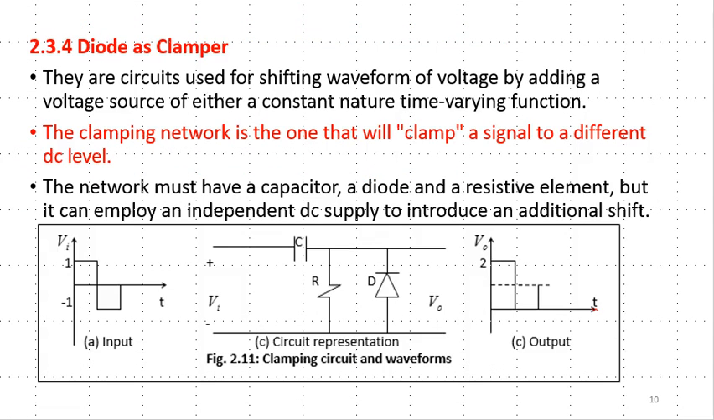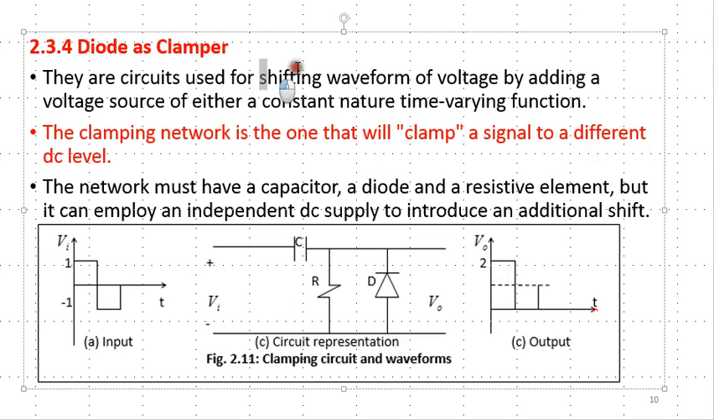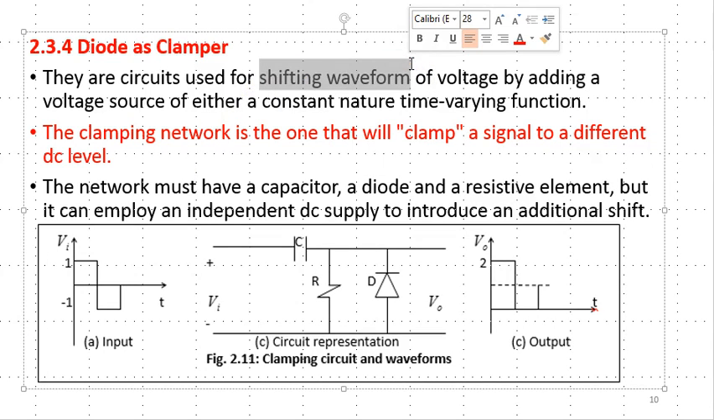Now the next thing is the diode application as a clamper, and this clamper is just a circuit that has the ability of shifting the waveform. This time around, it is not going to cut it, but it is going to shift it, that is to raise it up or to lower it below a certain value. And how does it do that?